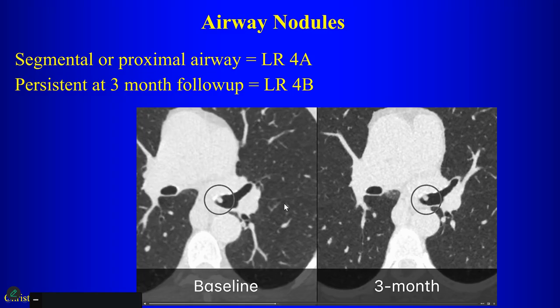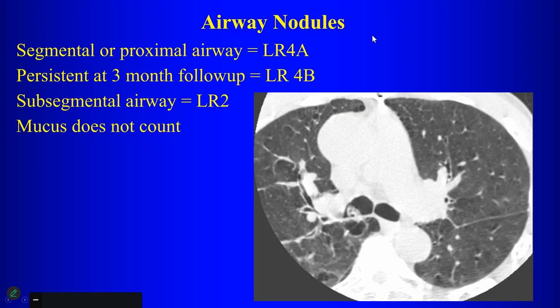So our baseline study, there's a nodule, looks like a solid nodule, we give it a 4A. 3 months later, the patient comes back, it's still there, now it's a 4B. Now you're going to recommend bronchoscopy. Your only choices are either another follow-up or bronchoscopy at this point, okay? Now, what do we think this is? There's an airway nodule. What is that?